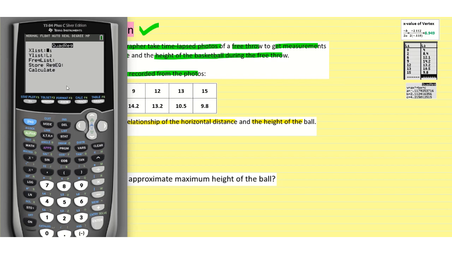Okay, so at this point it says the X list is in L1 column, the Y list is in the L2 column, and we want to calculate. So we're just going to push enter, enter, enter, enter, enter until it actually calculates. And it produces this screen here. It does have it in the format of ax squared plus bx plus c. It tells us the values for the a and the b and the c. We can ignore this r squared term for this problem.